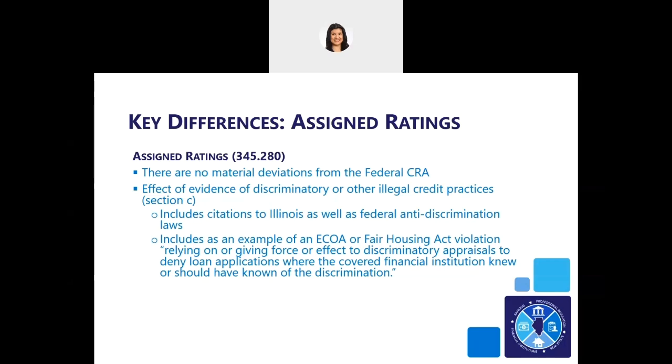anti-discrimination laws. It also includes, as an example of an ECOA or Fair Housing Act violation, relying on or giving force or effect to discriminatory appraisals to deny loan applications where the covered financial institution knew or should have known of the discrimination.